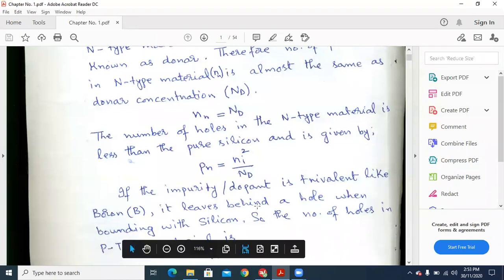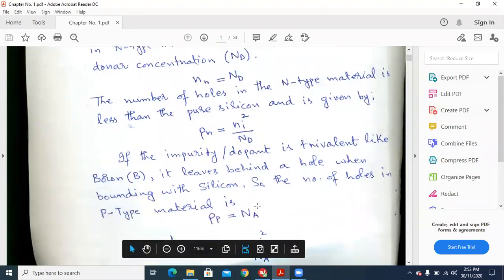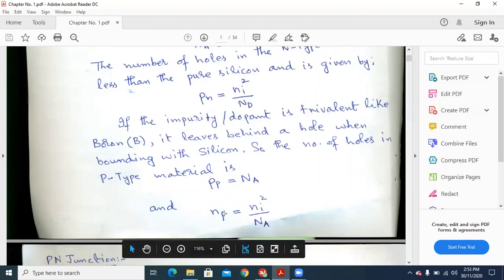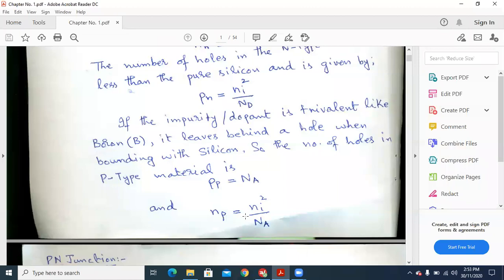Similarly, we have the p-type material, and in p-type material we have the boron impurity. Boron creates the excess of holes, and the number of holes in the p-type material would be Na. And if you want to calculate the number of free electrons in the p-type material, that would be Ni squared by Na.